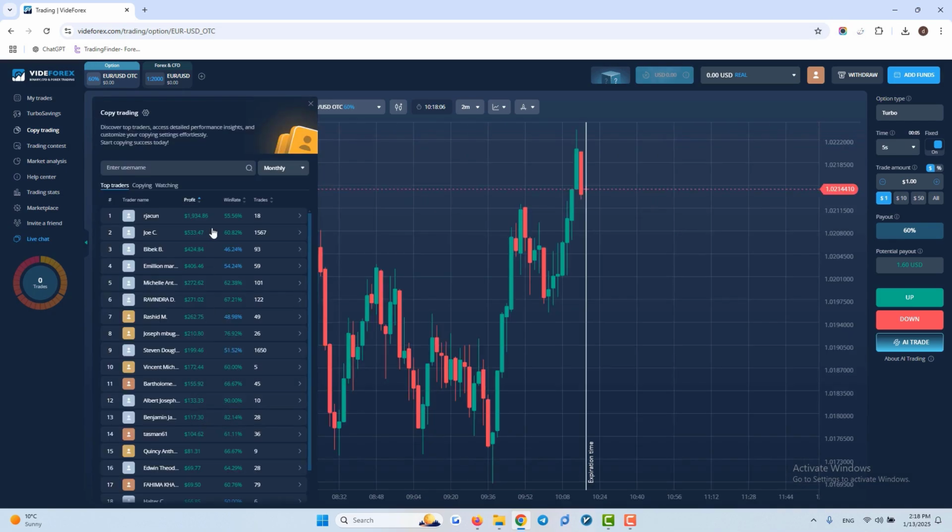Copy trading, traders by profit. Click for details: profit, win rate, trades, name. In this section, different traders are categorized based on the amount of profit they have made. By clicking on each trader's name, you can view details. First, see the profit of each trader. Secondly, the win rate. And below, the number of trades that this individual has made.